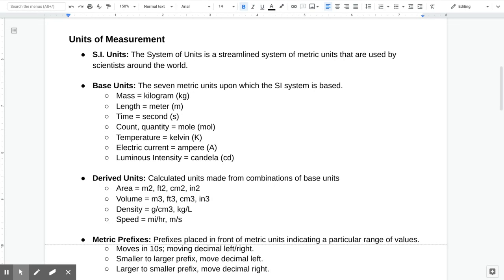We get into moles later on down the road. But for the most part, we use moles for the quantity of a particular amount of an element or a molecule, based upon what's called Avogadro's number, which again we get into later on down the road. Temperature is just Kelvin. It's just the metric unit of temperature.